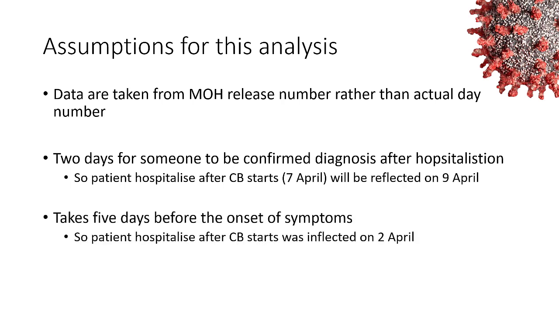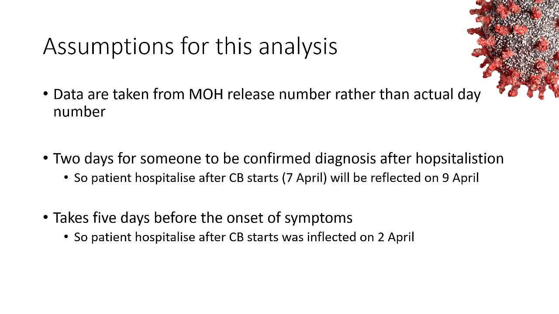So next assumption I have mentioned earlier, it takes 5 days for the symptoms to come out after a patient caught the virus. That means for someone that was hospitalized on the circuit breaker date, which is the 7th of April, he or she caught the virus on the 2nd of April. And these 5 days and 2 days actually make the analysis easier because 5 plus 2 will be 7. So it will be 7 days. So it is 1 week.